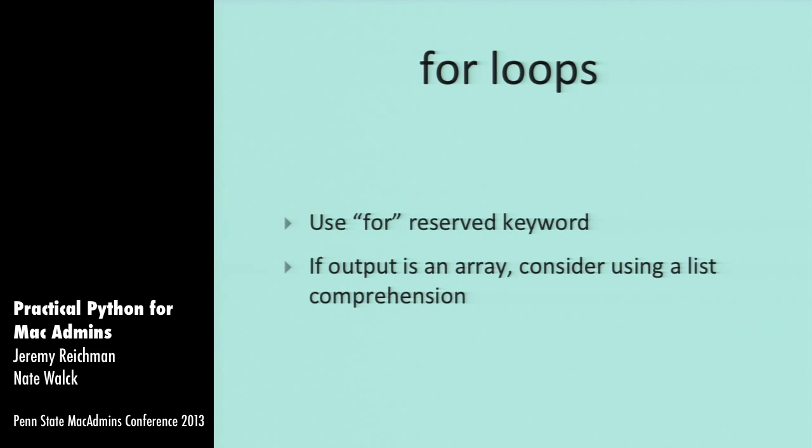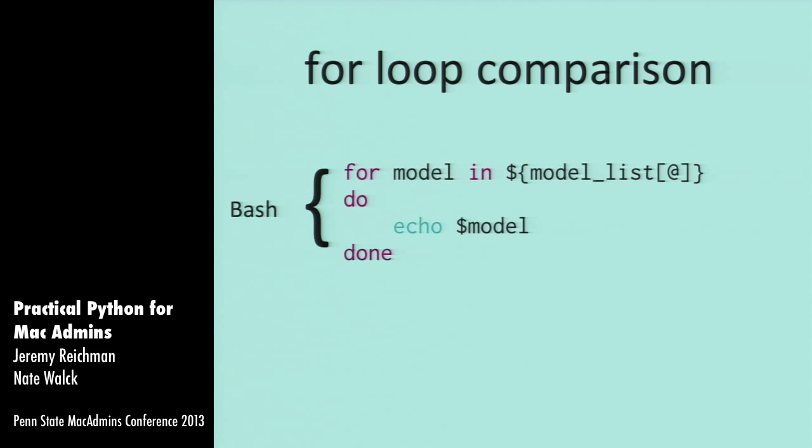So for loops, it uses the for reserved keyword, just like in Bash. And you can have an output as an array. And as I mentioned, if you are outputting an array of items in a for loop, which is hard to wrap your brain around, it's called a list comprehension, and there's a one-line way of doing it. It's really fancy, but, as I said, it's a little bit confusing if you're just starting out.